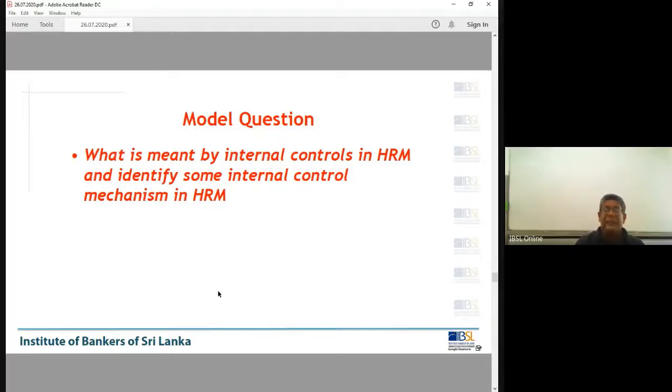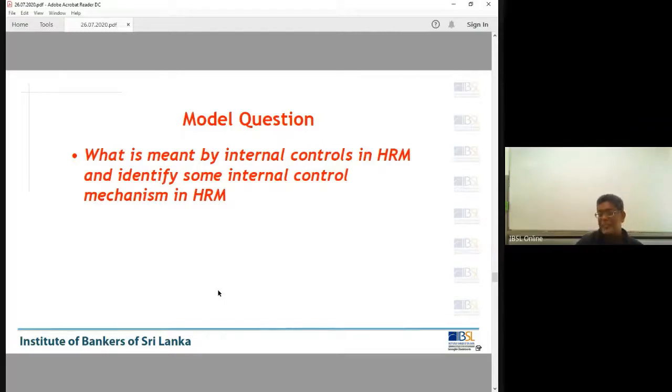Remember, the internal control mechanism is also established by the human resource department, the personnel department. Can you tell me, in your bank, what internal control mechanism is applied as far as the employees are concerned? That is why you call it HRM, right? So there are internal control systems for employees. What are their mechanisms?